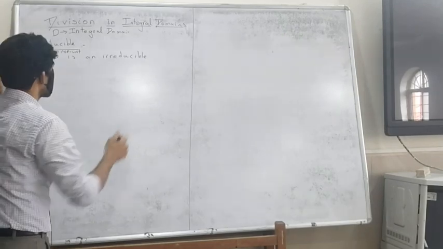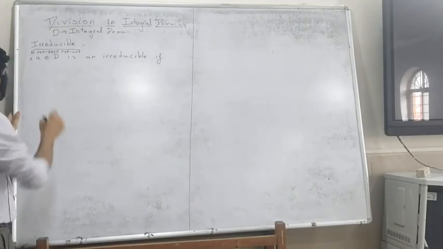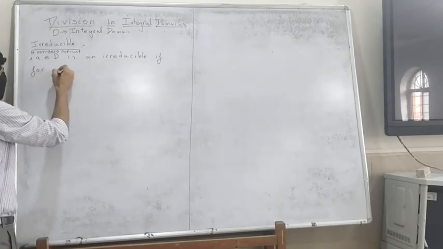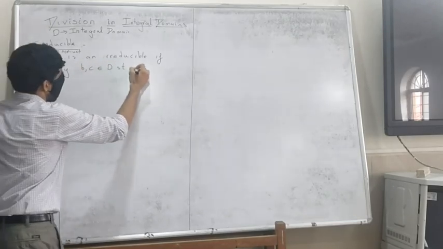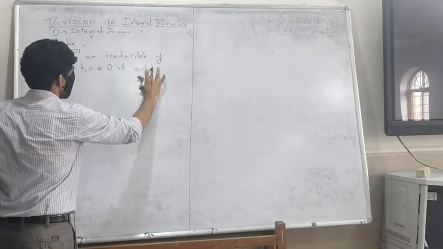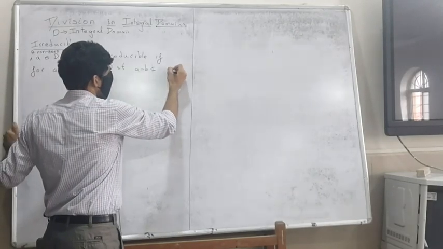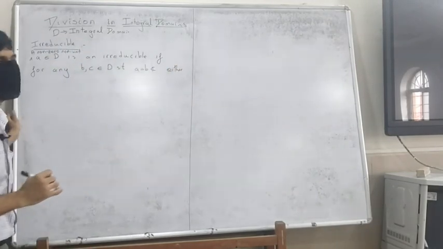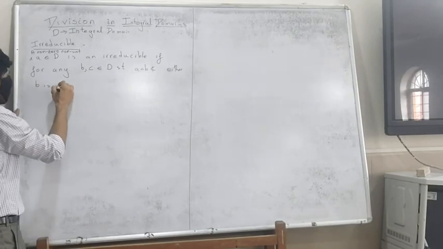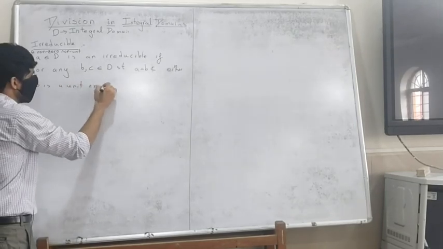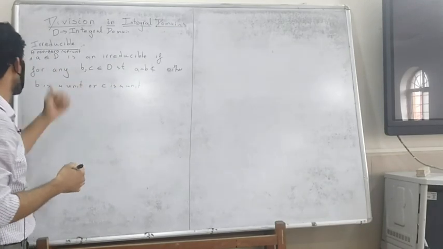Anyway, so A is an irreducible if for any B, C in D such that A equals BC, so if I can break A as B times C, what should happen? It is only possible when one of them is a unit. Either B is a unit or C is a unit. So this is one of the properties of primes in Z, right? That's what we are trying to pull here.